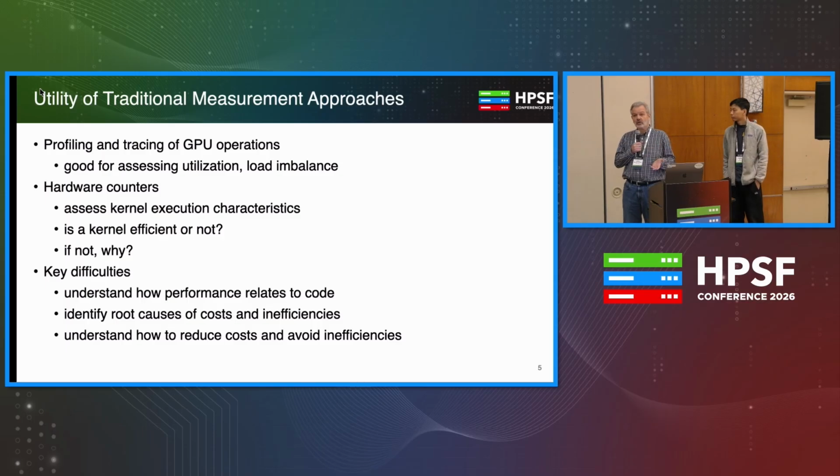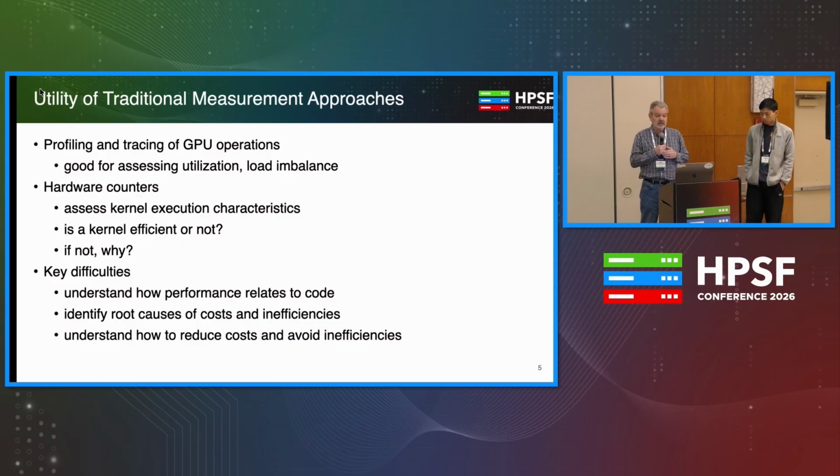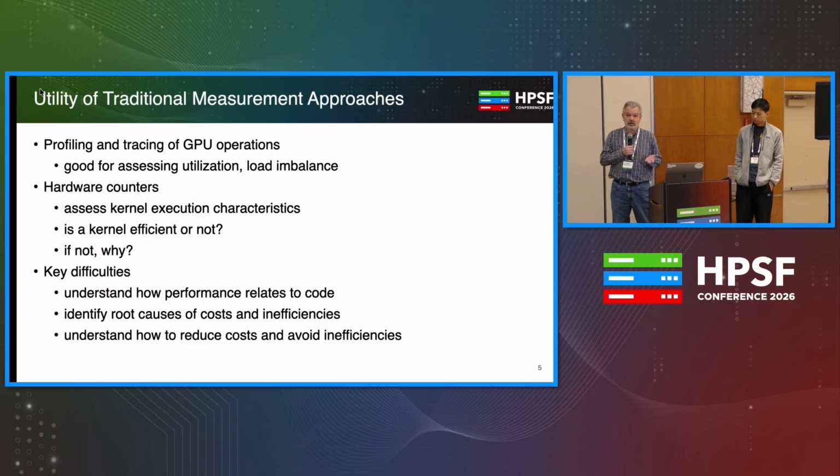If you use hardware counters, you can assess what the kernel characteristics are. You might find that there's a lot of data movement happening between, say, the compute units and main memory. Or you might find that there's a lot of divergent branches, which means that your threads are doing different things. And so you can tell whether a kernel is efficient or not, and if not, why. But it also tells you nothing about where the problems are.